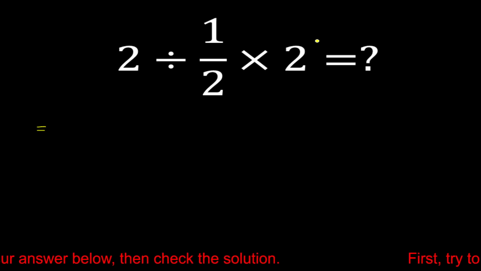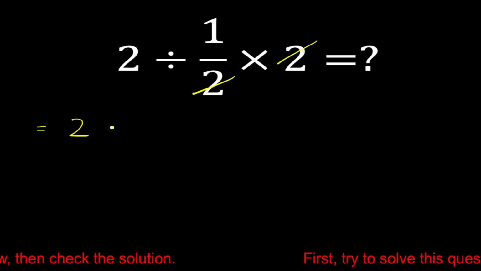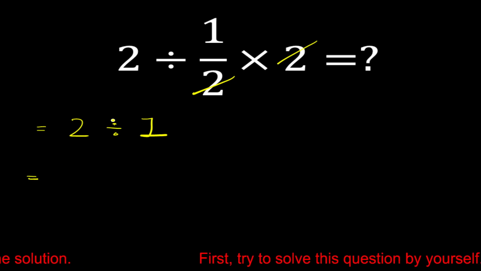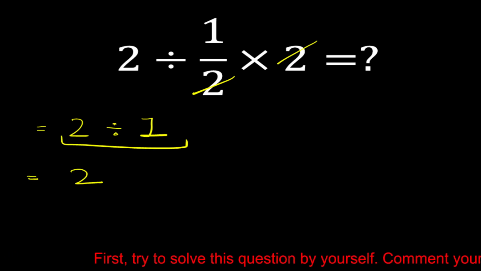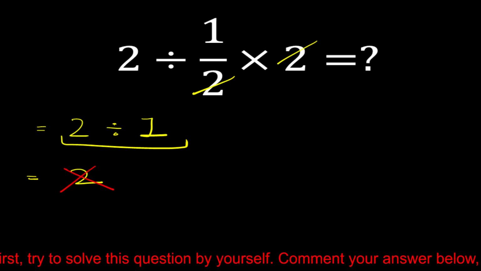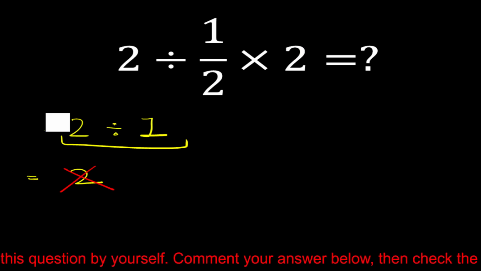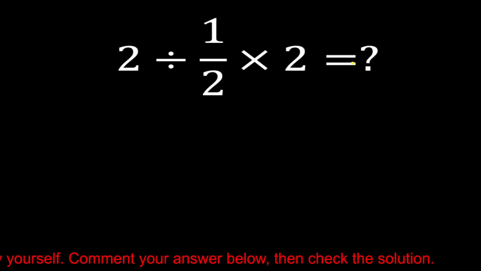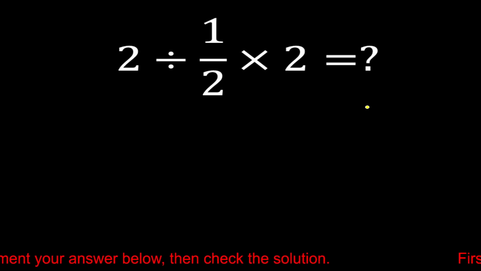Okay, so cancel this 2 by 2 is equal to 2 divide 1. Okay, is equal to, now 2 divide 1 is equal to 2. But this answer is not correct because this solution is not following a math rule. The rule is PEMDAS. Okay. So now let's solve this problem by using the PEMDAS rule.